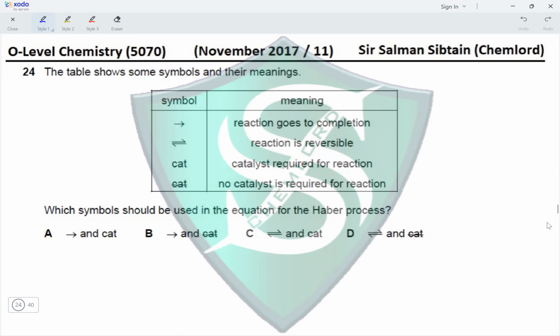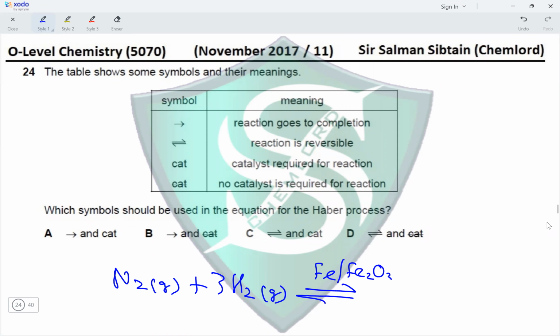So Haber's process is N2 gas plus 3H2 gas, reversible arrow, and the catalyst is Fe or Fe2O3, and this produces 2NH3 gas. So we have presence of a catalyst and the reaction is reversible. So both of these symbols are present in option C, making C the correct option for this question.